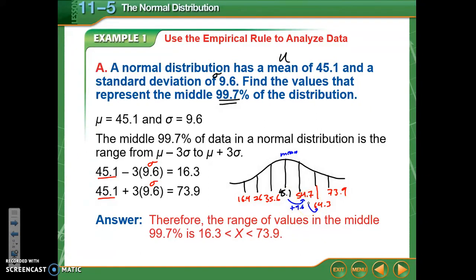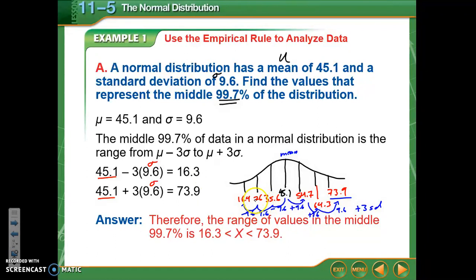To get to my next value, I add 9.6. And to get to my next value, I add 9.6. So there I added 3 standard deviations to the right, so I got to 73.9. And then I would subtract 9.6 to go 1 standard deviation below, subtract 9.6 to go a second one, and subtract 9.6 to go a third one, and I get to 16.4. They had 16.3. I'll check that, but it might be 16.4 instead of 16.3.